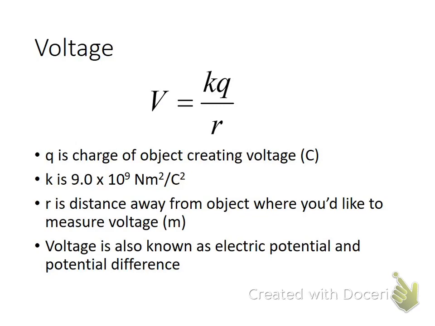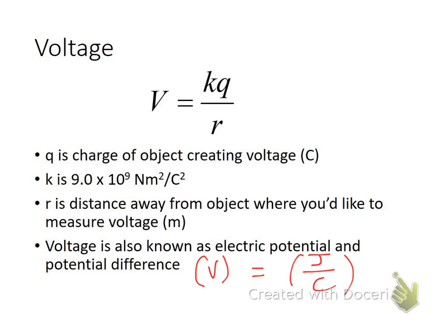Meanwhile, we've got voltage. Now, voltage is kind of like an electric field, except instead of the force that a charged particle would feel at this point in space, it's all about the energy that a charged particle would have at this point in space. So voltage, measured in volts, is the same thing as the potential energy per coulomb of charge. So joules per coulomb is a volt.